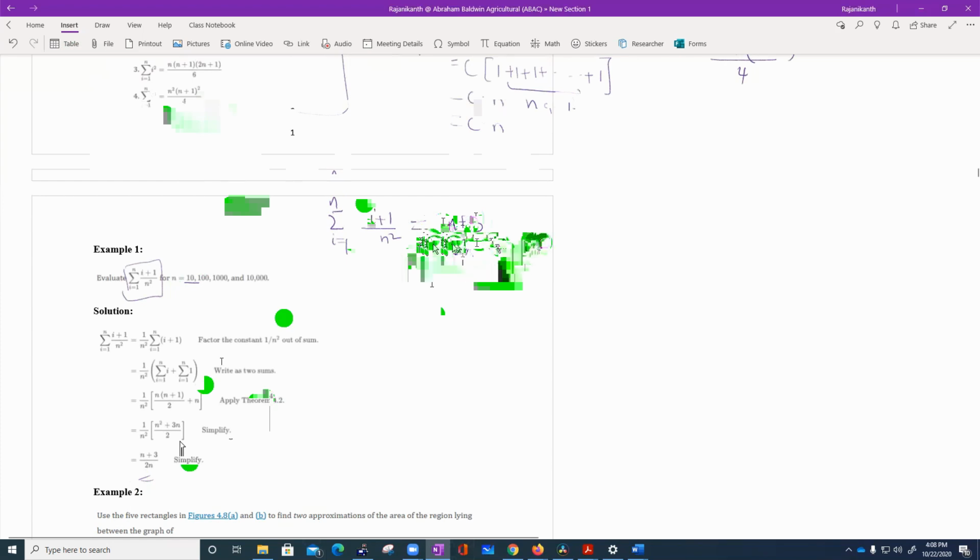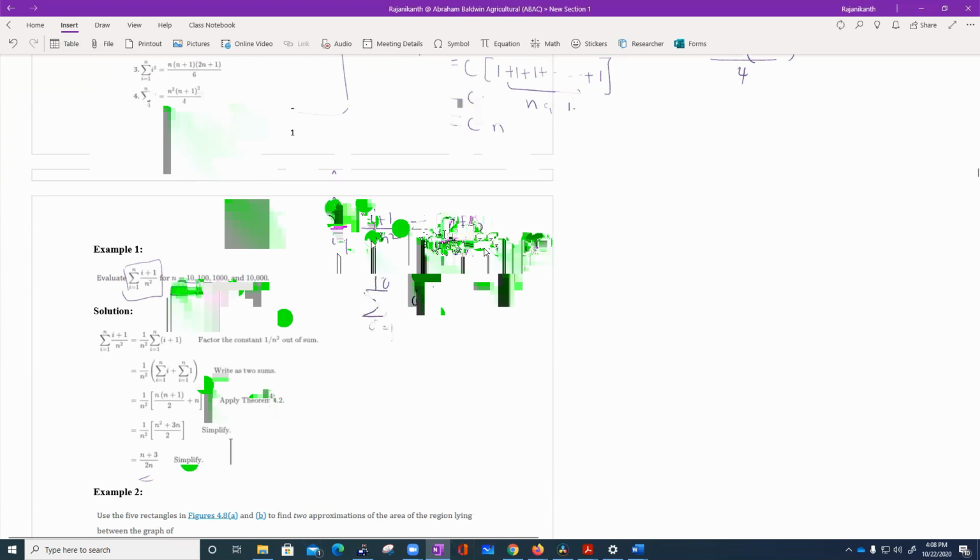Okay, now you consider case by case. The first case, you need to find the summation when n is 10. That means, simply if you plug in 10, you will find the answer. That is the summation of i plus 1 over 10 squared, i from 1 to 10, which should be simply plugging in 10 here: 10 plus 3 over 2 times 10.